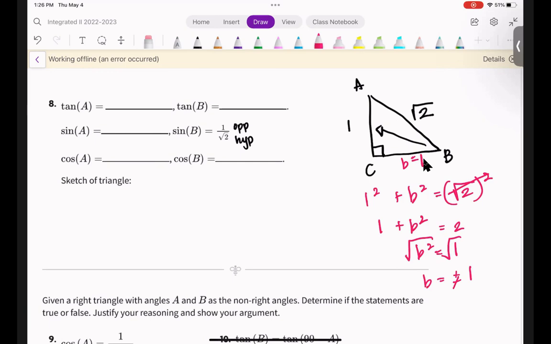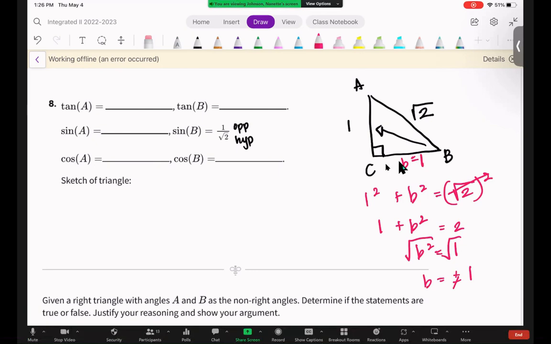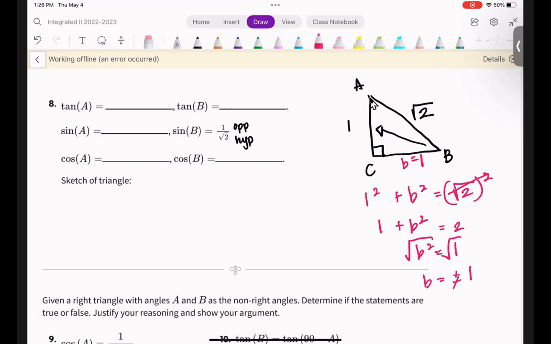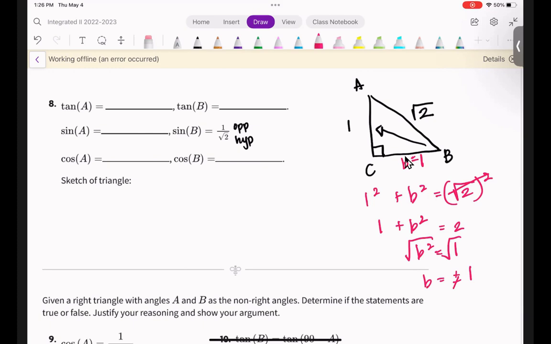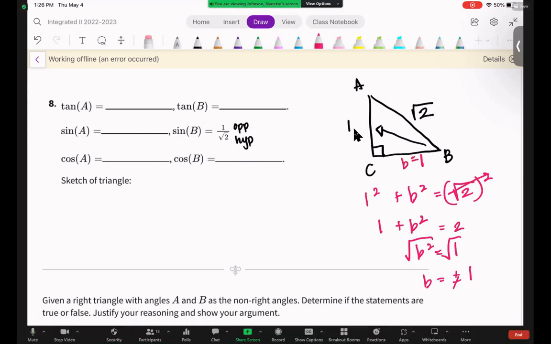Okay. So now what I'm going to do is find the tangent of A. Can you find the tangent of A? What is tangent's definition again? Yeah, TOA. So therefore, can you find that? And what would it be? Very good. Opposite, which is 1, over adjacent. So it's just 1.